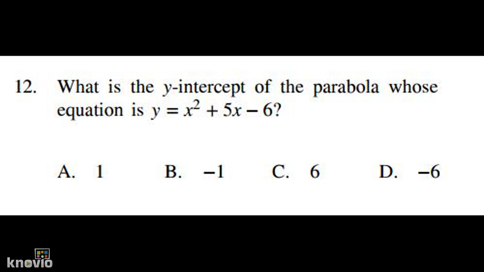This is the answer to question number 12, which asks us what is the y-intercept of the parabola. Remember, the y-intercept is our easy peasy one to find. We always find a, b, and c when we originally look at the equation. In this equation, a is 1, b is 5, and c is negative 6. C, negative 6, is our y-intercept. So our answer is D.